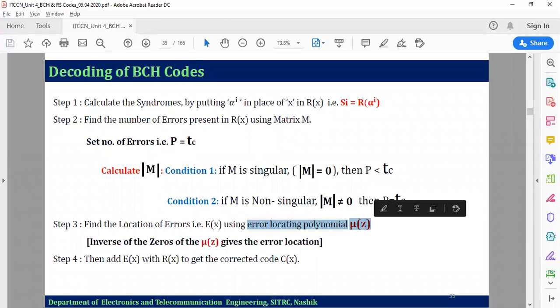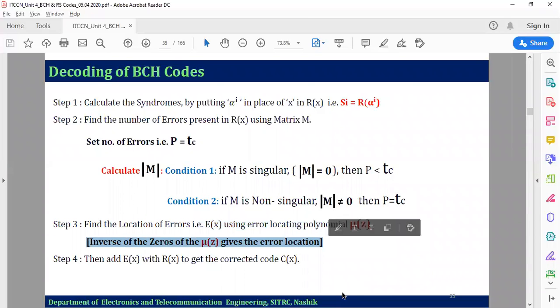You can write this note: the inverse of zeros of mu z. So you will find mu z, then you will find the roots of mu z. Roots are nothing but the zeros of that mu z. And once you have found the roots or zeros of mu z, take the inverse of those roots, and that inverse of roots will give you the location of the error.